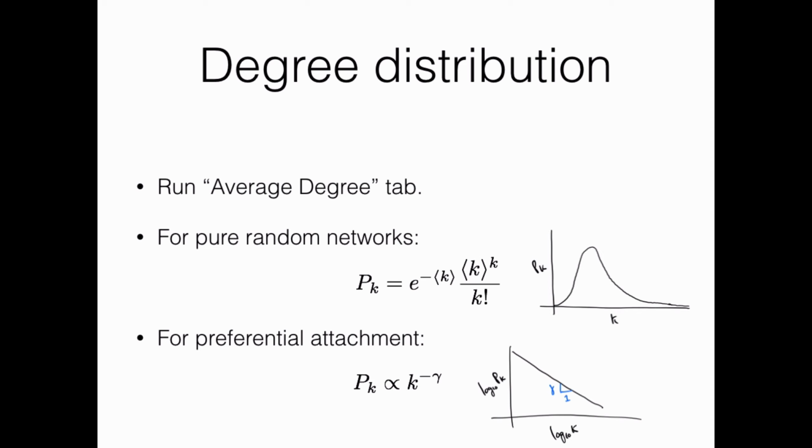And so this ends up being a power law degree distribution described by the power law exponent gamma. So the degree distribution is proportional to k to the minus gamma. And you can see here we've got the power law, which will show up as a straight line on a log-log axis with slope minus gamma.